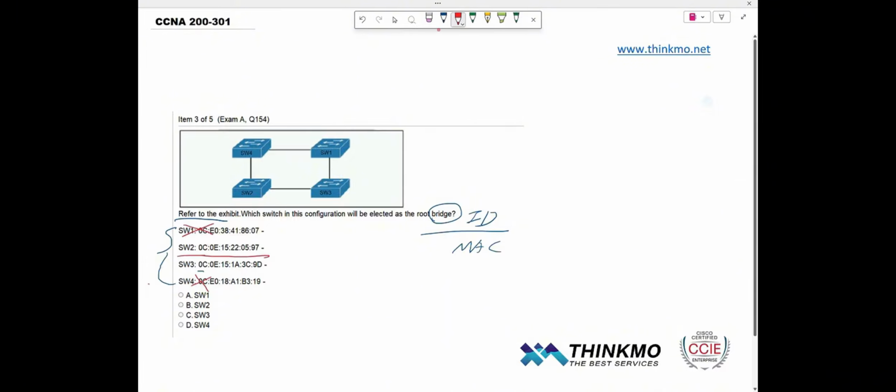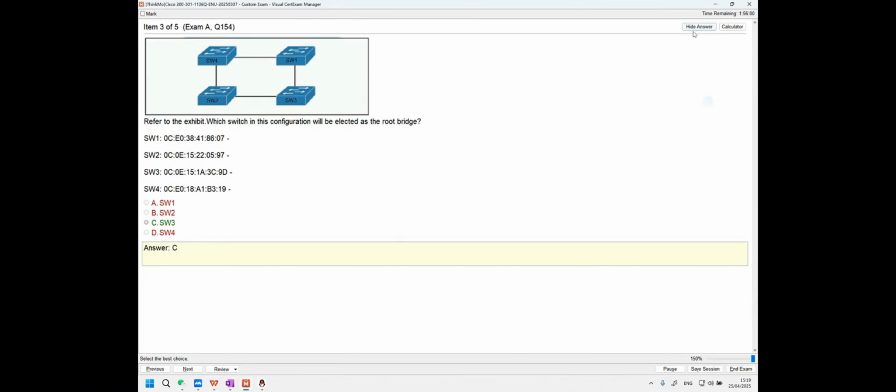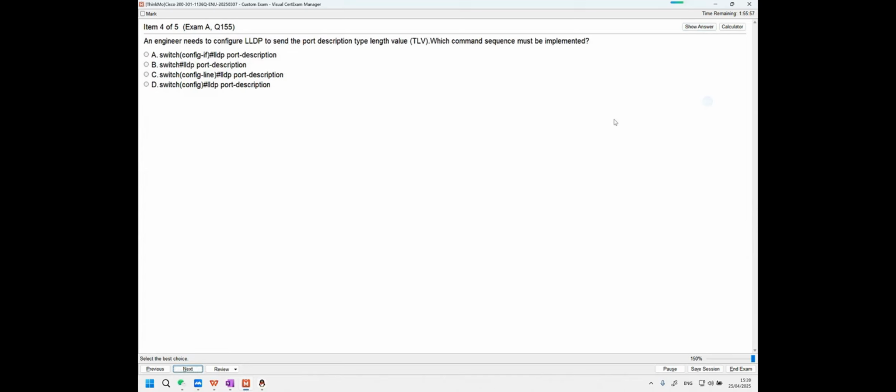Now let's look at these two. Up to the 15th digit, they're the same. And then we compare the next part, this. These two are different, right? Yeah, 1A, this 1A. What is 1A in decimal? It's 26. And this 22, hexadecimal 22, is equal to 34 in decimal, right? Obviously, 26 is smaller, so the correct answer is to choose this one, choose SW3, which means choose C. Let me check the correct answer. Okay, it's C. Let's look at question 4.